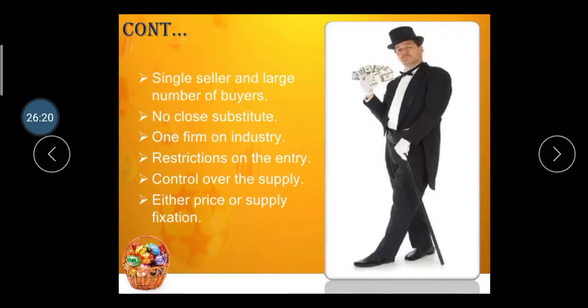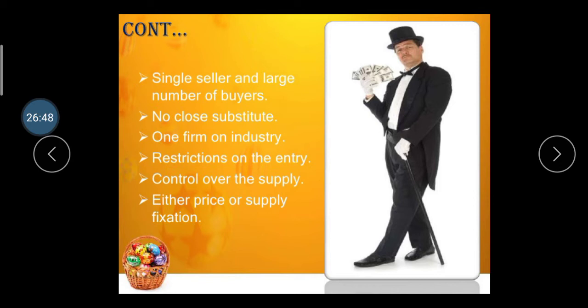Here there is a single seller and a large number of buyers, so they can easily charge a higher price because the product is available from them only, right? So buyers have to purchase the product from them only, and so they charge the higher price because they are the king of the market, since all supplies are controlled by them. There are no close substitutes available for this product.